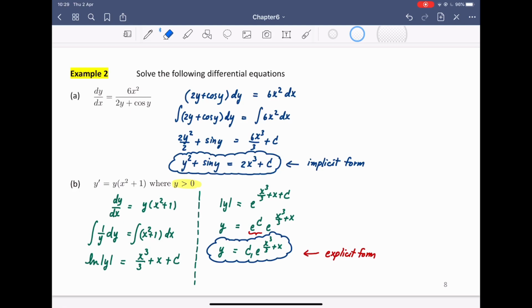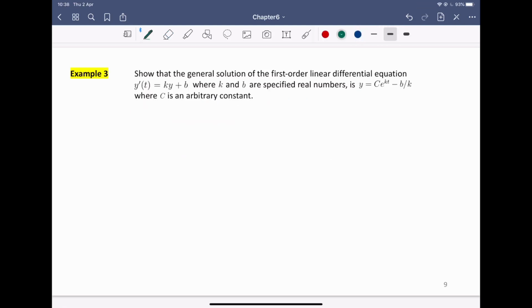Alright, let's move to example number 3. Show that the general solution of the first order linear differential equation y prime of t equal to ky plus b, where k and b are specified real numbers, is y equal to c times e to the kt minus b over k, where c is an arbitrary constant.